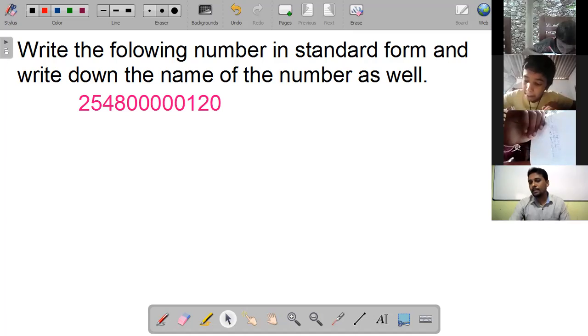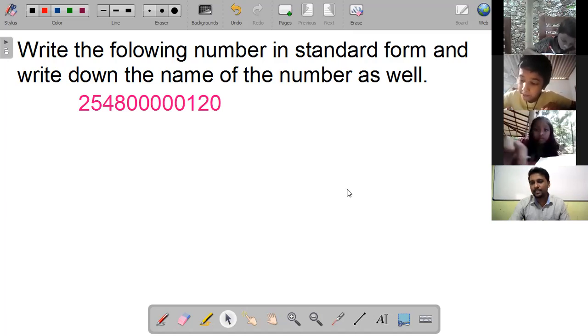Then you have to write the word form. Right? There are two answers you have to write. You have to write the separated standard form, and you have to write the word form.